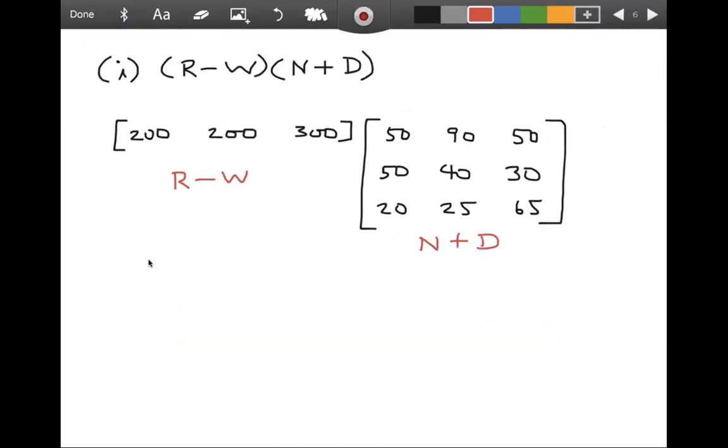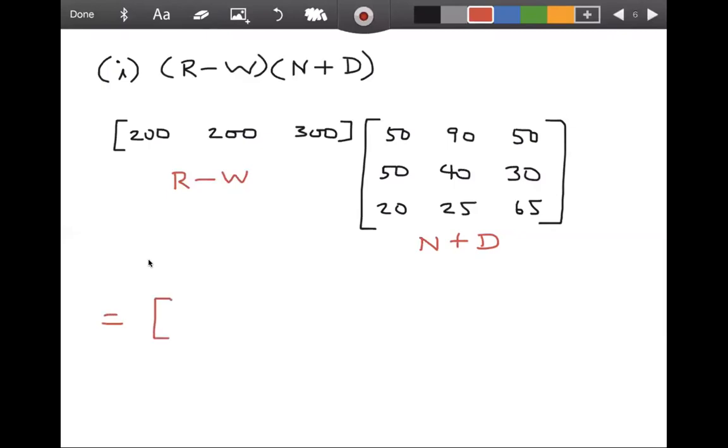So what will this matrix represent? R minus W is retail minus wholesale, so that would be profit. Every time they sell a washer, they make a profit of $200. Every time they sell a dryer, same thing, $200. And every time they sell a range, they make $300 profit. And then N plus D is just the total number of units sold in the months of November and December. So this is going to give us the profit at stores 1, 2, and 3.